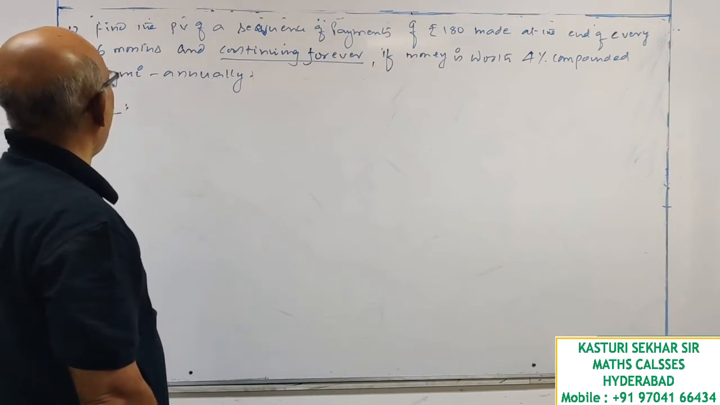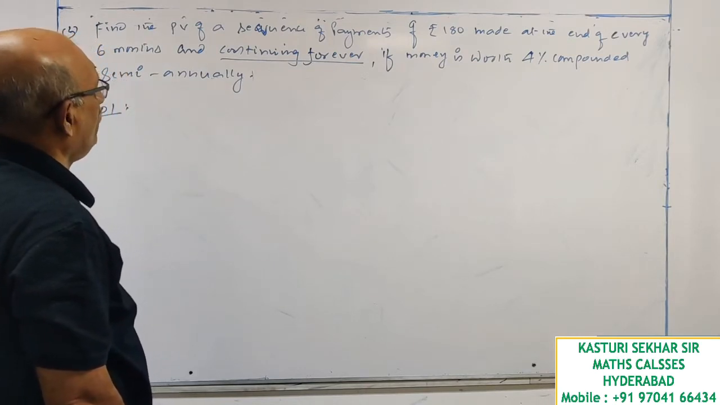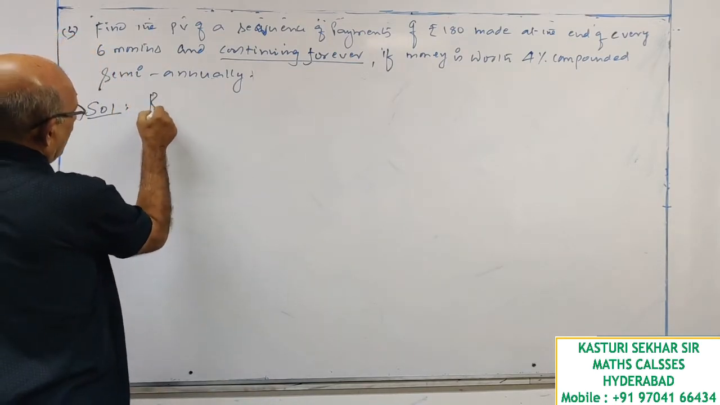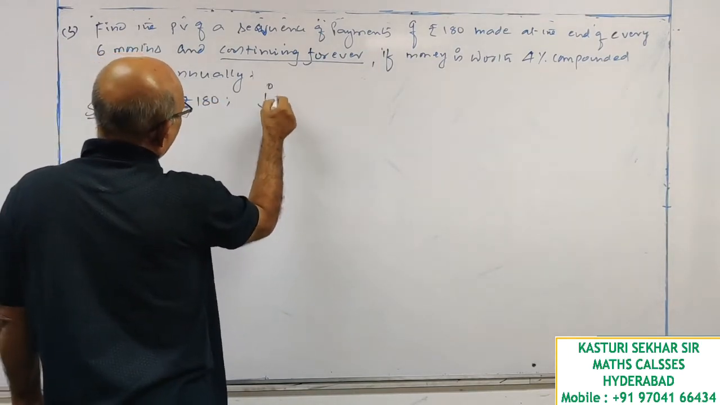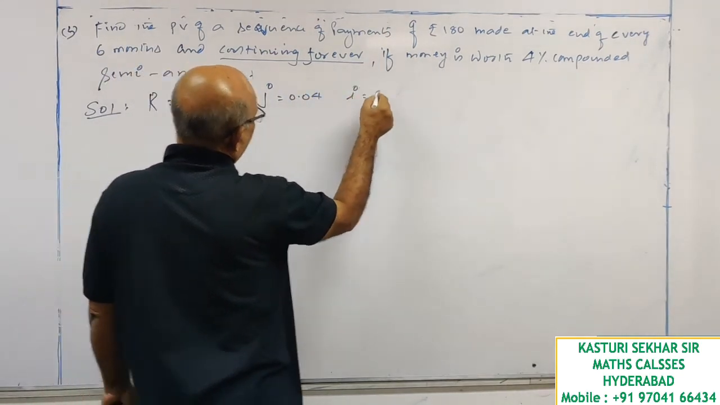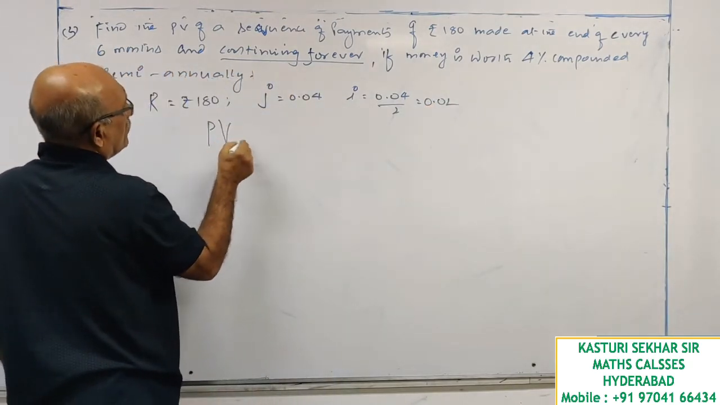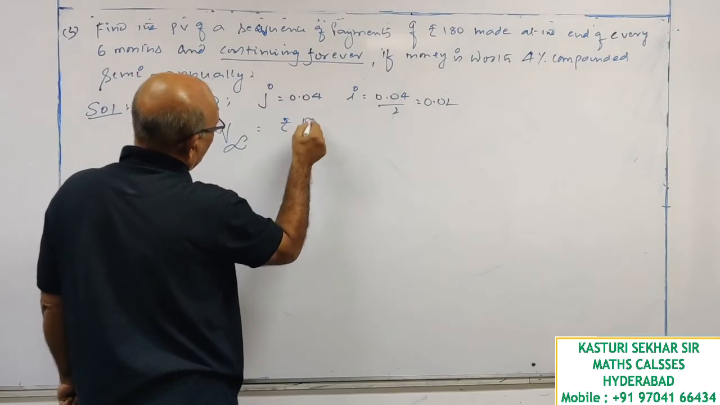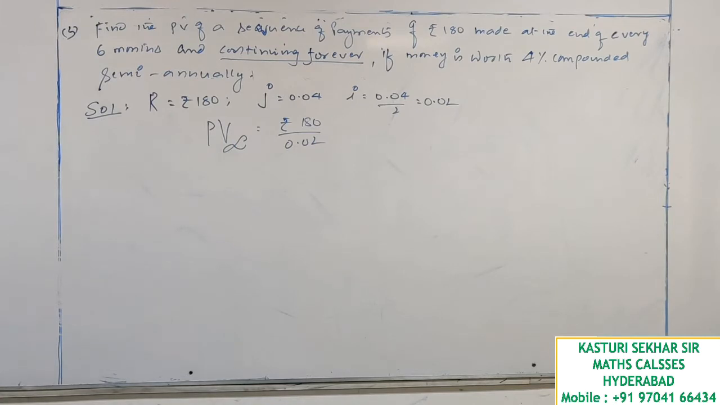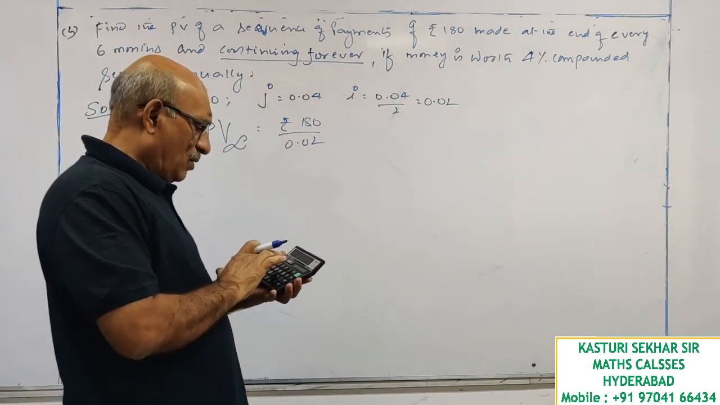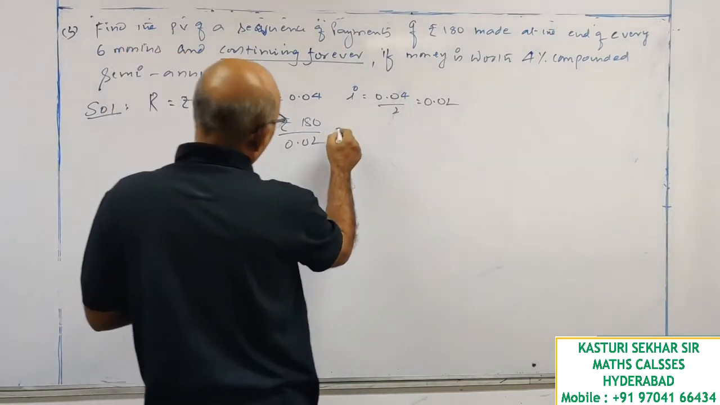Find the present value of a sequence of payments of rupees 180 made at the end of every 6 months forever. So it is a perpetuity concept. Nominal rate of interest is 0.04. I is equal to 0.04 by 2, which is 0.02. So present value of perpetuity is equal to rupees 180 divided by 0.02. This is rupees 9,000.